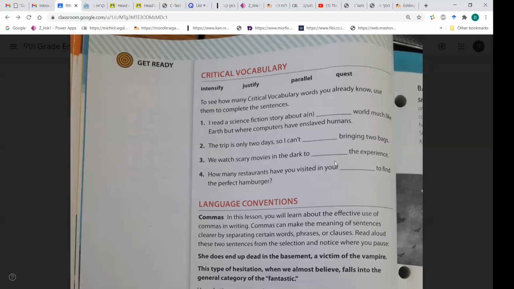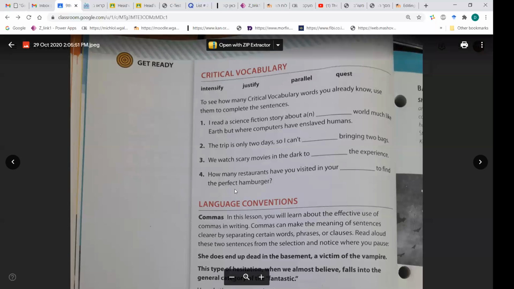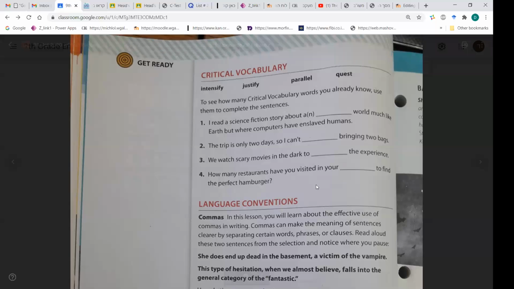Number 4, how many restaurants have you visited in your quest to find out the perfect hamburger. In your quest, how many restaurants have you visited in your quest? למסע שלך, כדי למצוא את ההמברגר המושלם. It's kind of a weird sentence. It is, it's funny. Okay, זהו.